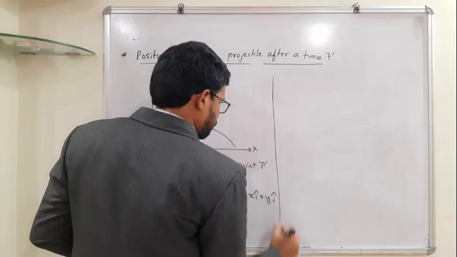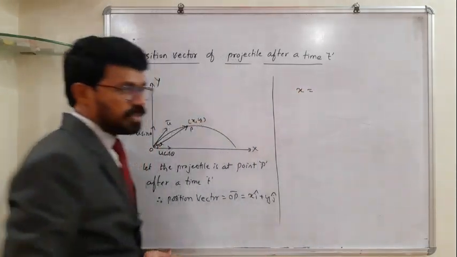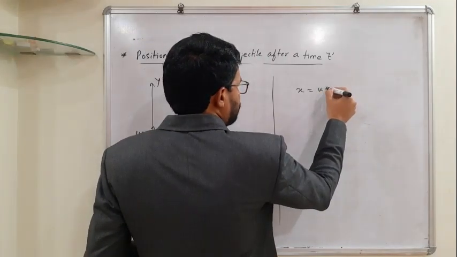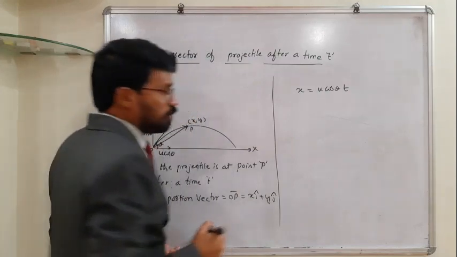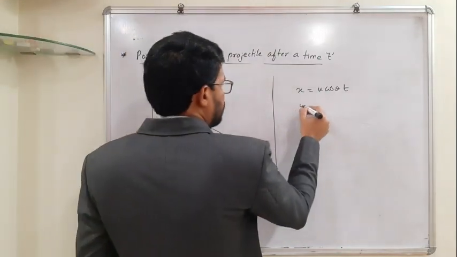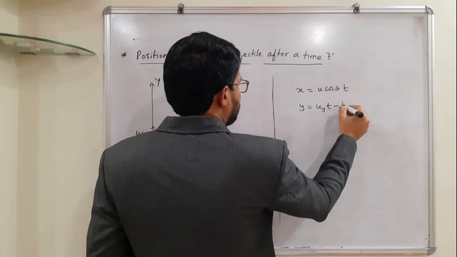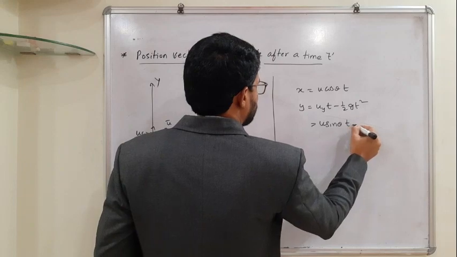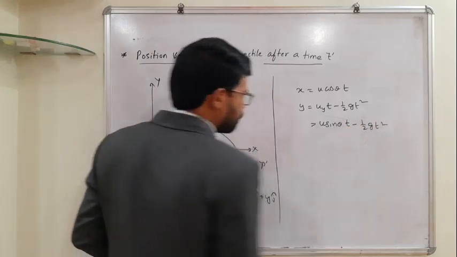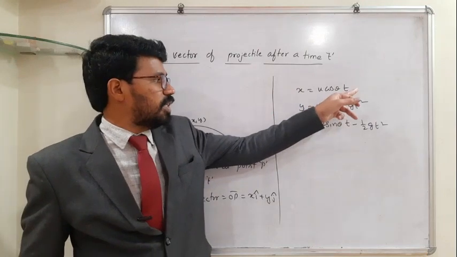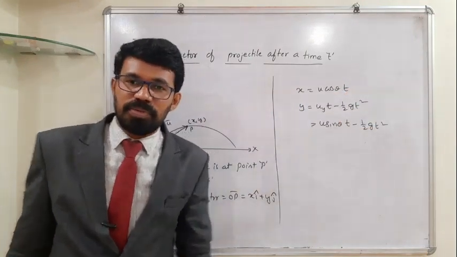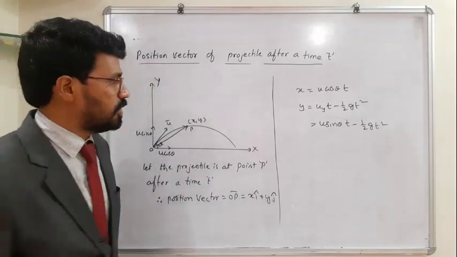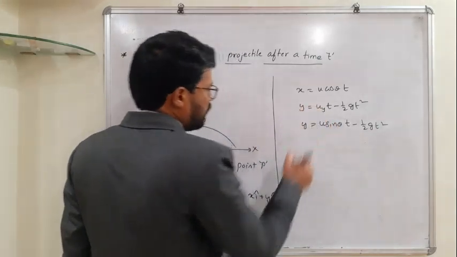So how can this x be written after a time t? x is the horizontal distance traveled in a time t. What is the velocity along the horizontal direction? u cos theta into t. So that is what x is. What about y? Vertical distance is equal to u_y t minus half g t square. u_y is what? u sin theta into t minus half g t square. Along the horizontal direction you will not write plus half a t square because the acceleration won't be there along the horizontal direction. Velocity remains constant. There is no change. So acceleration is 0.